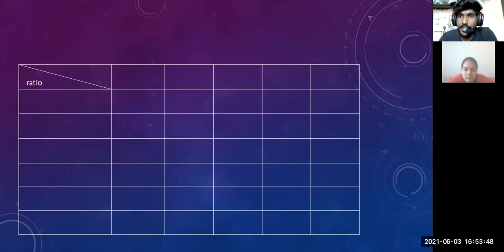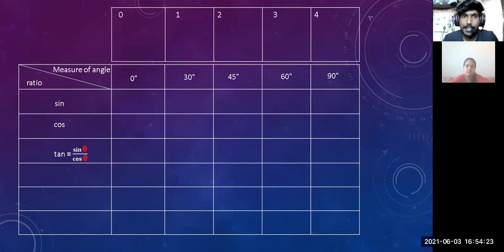Okay, so in the trigonometric table, first are 0 degree, 30 degree, 45 degree, 60 degree, and 90 degree. Clear? So the angles that we'll be working with in trigonometry are 0, 30, 45, 60, and 90. These angles will be extended, and you will have to remember the values for each of the angles. And now we have the ratios. So we have sine ratio, cos, tan, which is also sine upon cos. What is 1, 2, 3, 4? They are just numbers for you to remember.